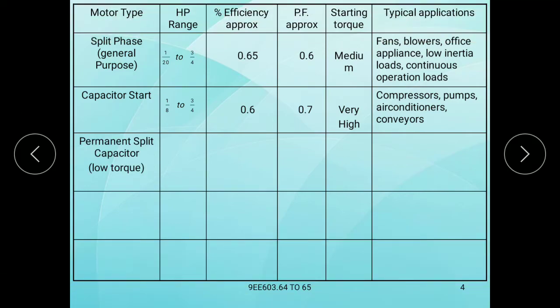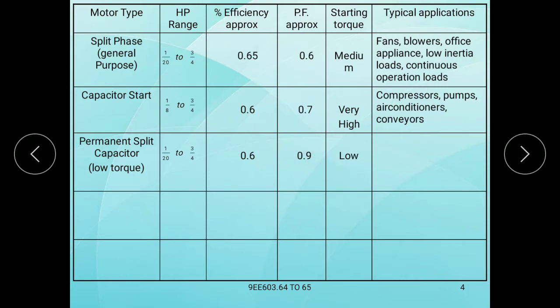Next one, permanent split capacitor. It is low torque. Here also the HP range is 1/22 to 3/4, same. Here the efficiency is low, and here they are using a permanent split capacitor. Since the permanent capacitor is used, the power factor is maximum. With the starting capacitor it is 0.7, so with permanent it is 0.9.